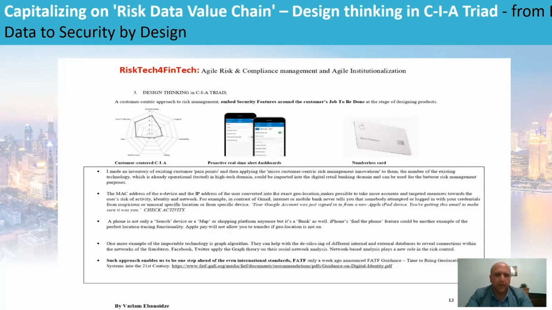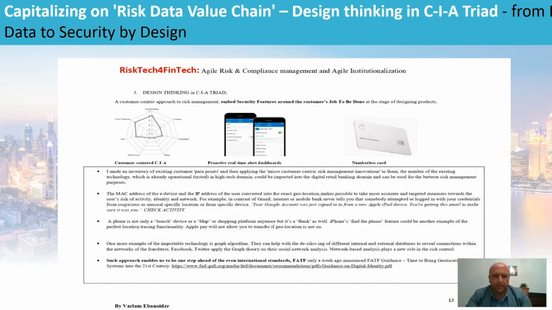And I made an inventory of the main features. For example, when you log in from a different device in your Gmail or in your Facebook, if you have a configured feature of alerts based on the GPS feature, you instantly receive in your Gmail or in your Facebook a notification that someone is trying to log into your account. So nothing new in this technology.